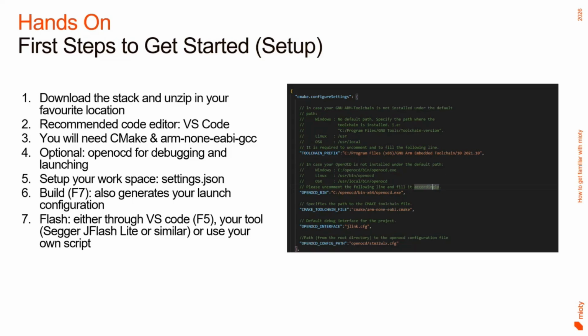Most people use their own scripts or even just a tool like JFlash. Then you need to set up your workspace. As the stack comes, you already have a settings.json, and you literally just need to fill in your own path for the toolchain and OpenOCD if you would like that, and then you're ready to go and you can build it. This also generates your launch configuration, which you can later use for debugging if you would like to. And then we're ready, and we can flash it onto our own Nucleo board or Miromico development kit.